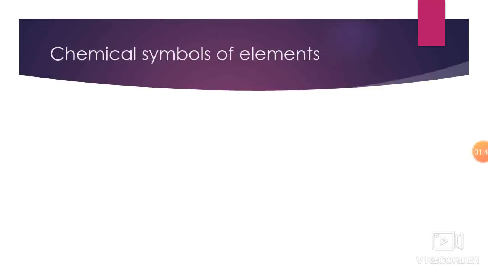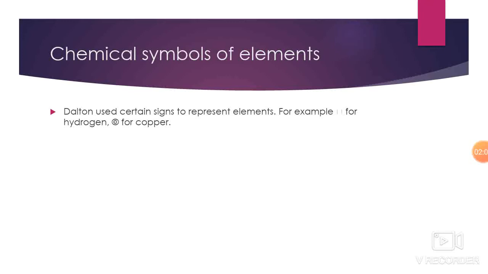Let's start. Now we are going to see first the chemical symbols of elements. So what are chemical symbols? You will be knowing that the hydrogen symbol is H, oxygen symbol is O, and nitrogen symbol is N. So how did these symbols come about? We are going to learn about it. How the chemical symbols were before and how they are now. Let's see. Dalton used certain signs to represent elements, for example, a sign for hydrogen and a circle with C sign for copper.